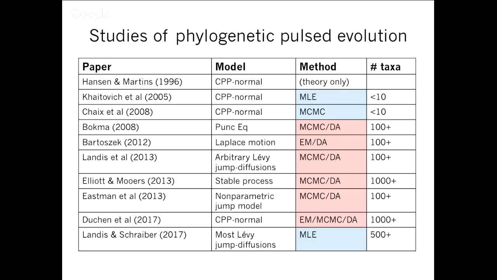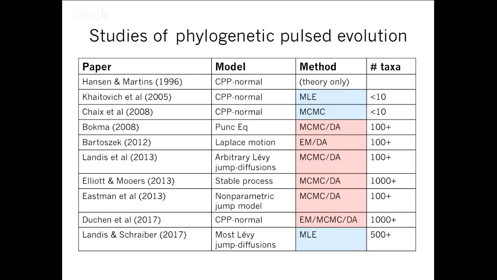With these jump processes, in red, I've highlighted methods that have, on one hand, greatly increased the number of taxa that we can analyze, but on the other hand, they generally rely on what's known as a sort of data augmentation method, where you're essentially trying to find and fit distributions of jump configurations that match the phylogeny. And this comes with some computational cost and complexity.